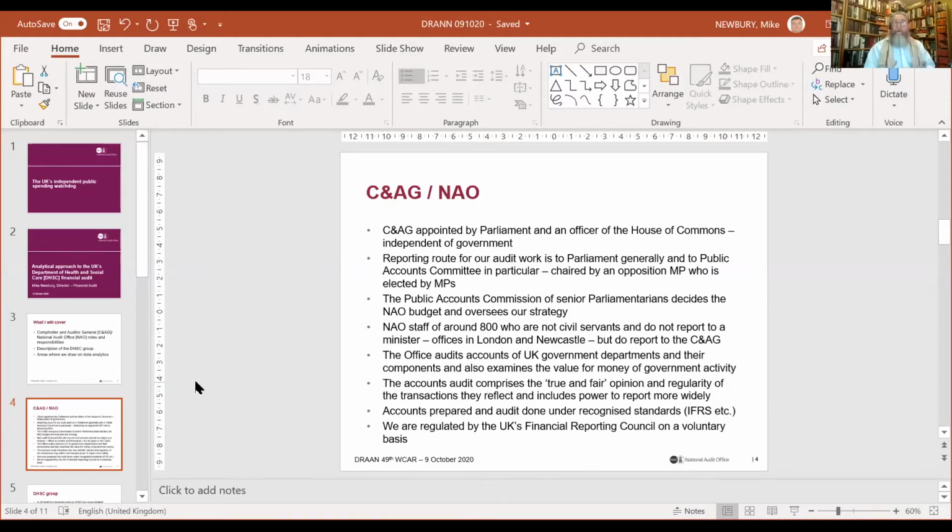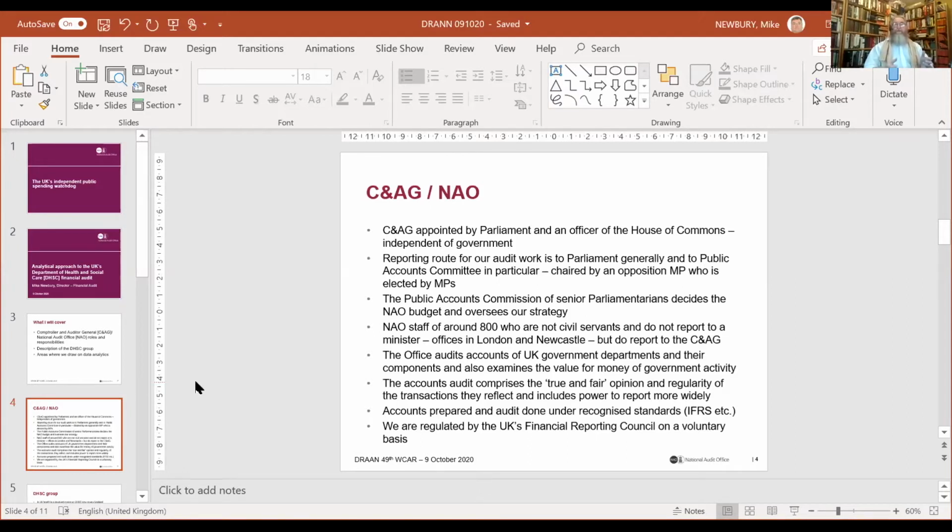When the Controller and Auditor General reports on accounts, he certifies and reports on a true and fair opinion, but he also talks to the regularity of the transactions that those accounts include. That wider remit also means that he has an ability to report on accounts, picking up issues that are of much wider significance but arise from the accounts. And I'll talk a little bit about that in a moment or two.